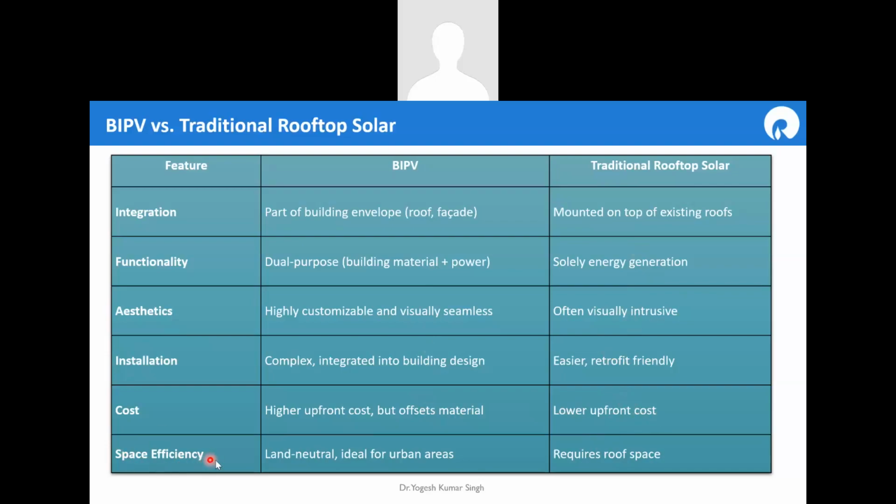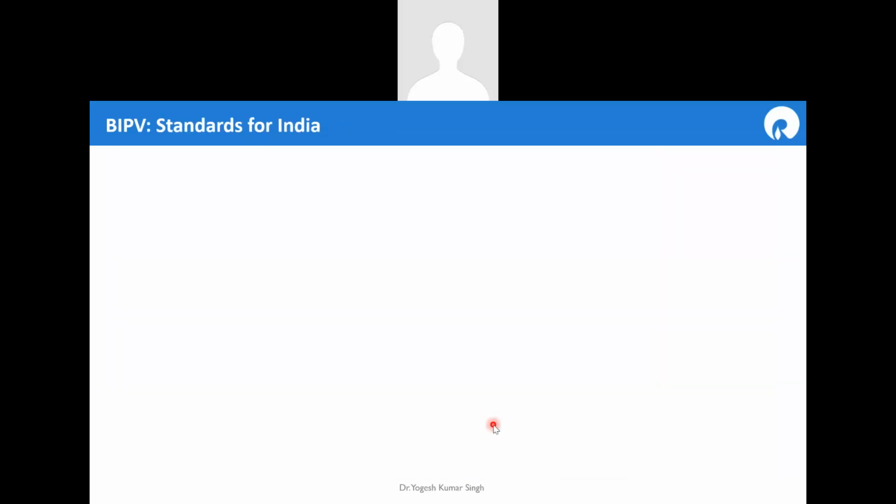If you're talking about space efficiency, in BIPV you do not require any land. So this is a land neutral system, and it is ideal for urban areas. And if you're talking about a rooftop system, we require some roof area and other spacing at that particular location. So this is the basic difference between BIPV and the traditional rooftop system.